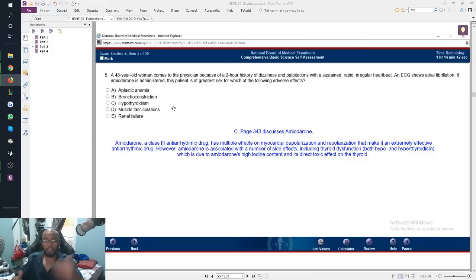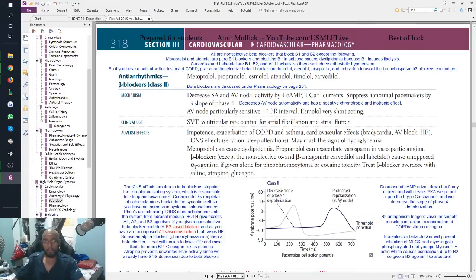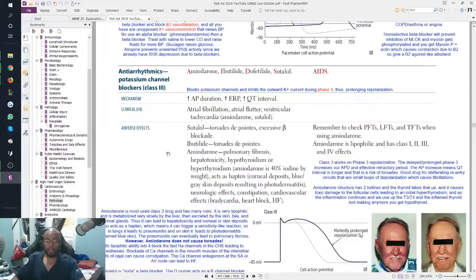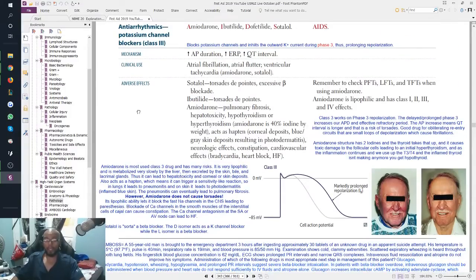It can cause either one. And as soon as you see that answer choice, you pick it. It also has many other side effects, right? So we go to page 343, we can take a look. Because it is a pretty widely tested medication, and AMBOSS actually taught something new about it too that I really forgot about, I guess. So this is amiodarone, right?